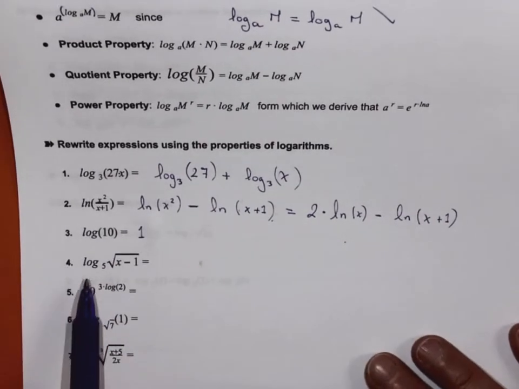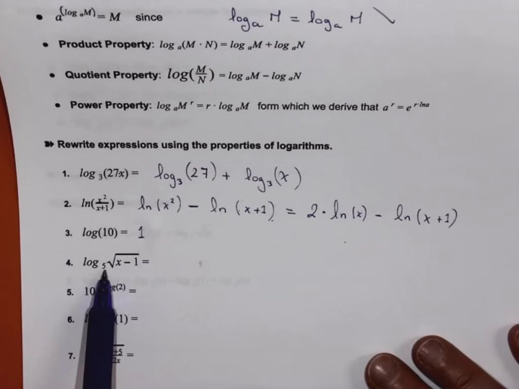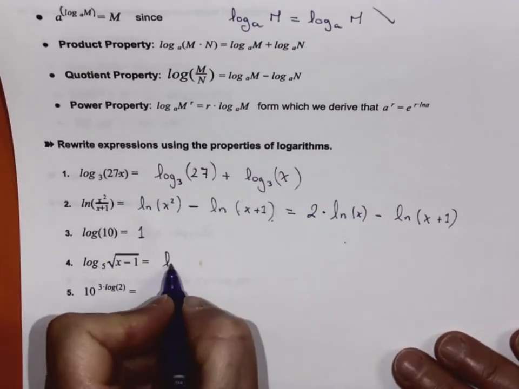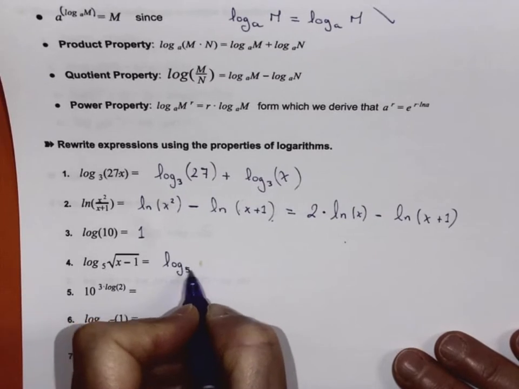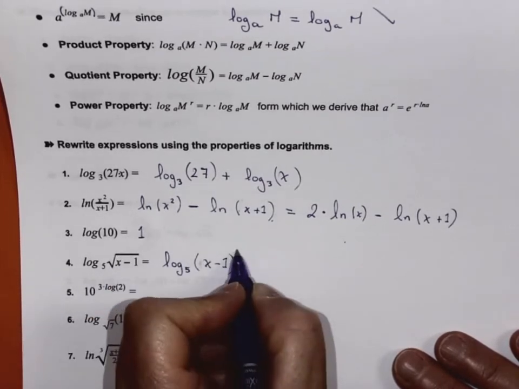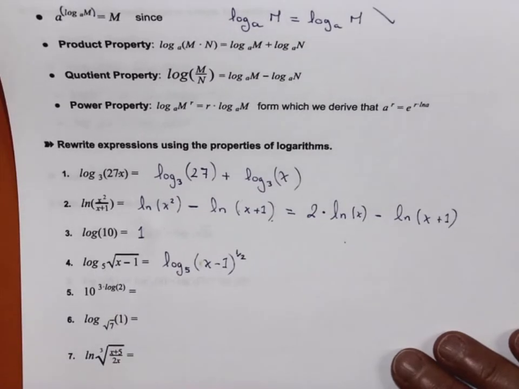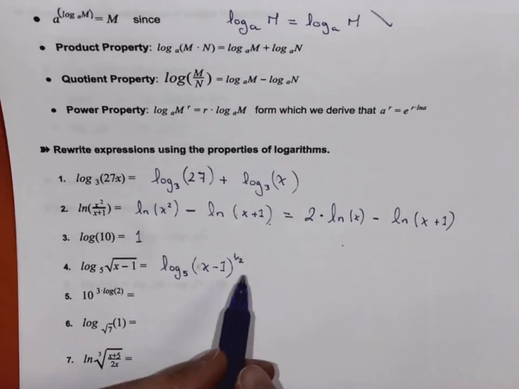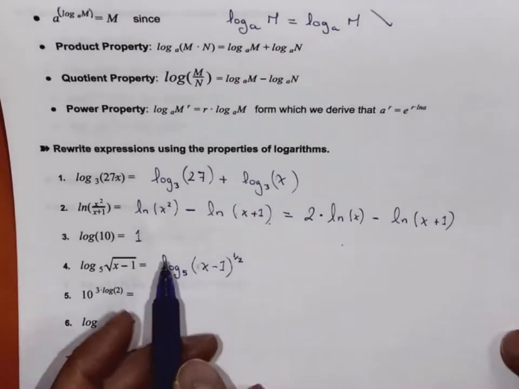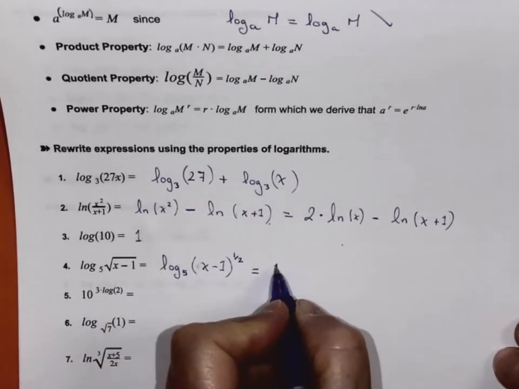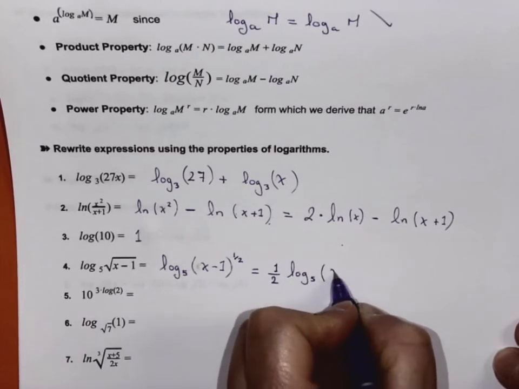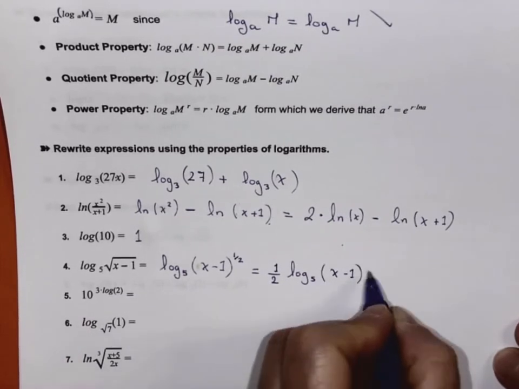Alright, so on this one I have a log base 5 and I have a square root which can be rewritten as a fractional exponent. Let's do that. Log base 5 of (x minus 1), and a square root is the same thing as a 1/2 exponent. Right, now why did I want to do that? Because now I can take that exponent and move it outside in the front as a coefficient. So that's equal to 1/2 log base 5 of (x minus 1). Now remember, you need those parentheses there.